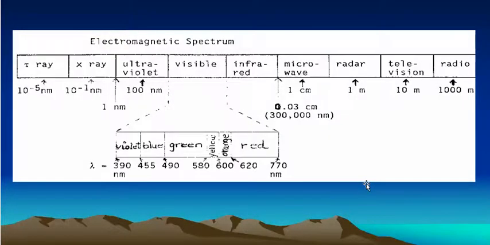Here's the electromagnetic spectrum. You'll notice that we start off with very high energy on the left over here, gamma rays, and then X-rays, and then ultraviolet, and we go to very low energy over here with radio waves. High energy has short wavelengths, low energy has long wavelengths. The only portion of the electromagnetic spectrum that we can see is the visible light, and that goes from 390 to 770 nanometers. That's the only portion that we can actually see with our eye.